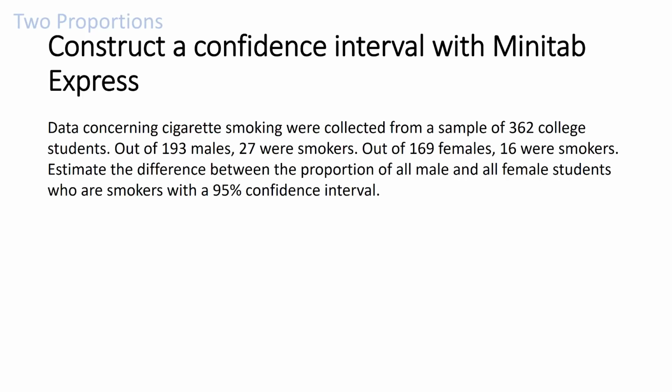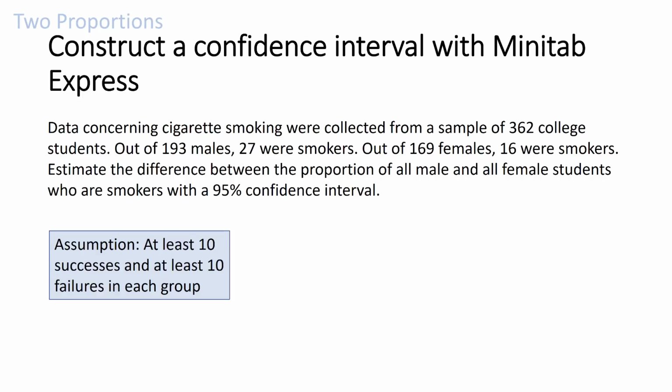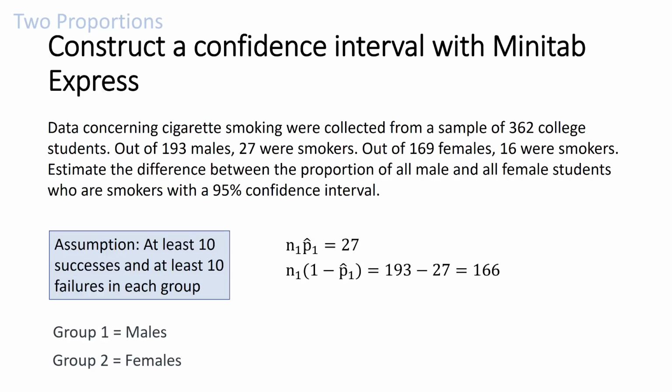The first step is to check the assumption. There must be at least 10 successes and at least 10 failures in each group. Group 1 will be the males and Group 2 will be the females. In Group 1, there were 27 smokers, which means that there were 166 non-smokers. And in Group 2, there were 16 smokers, which means that there were 153 non-smokers. All of these values are at least 10, so this assumption is met. We will use the normal approximation method. I'll take you to Minitab Express now to show you how to do this.